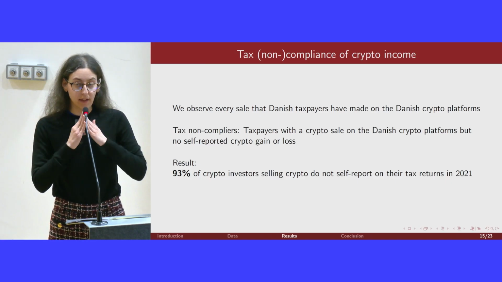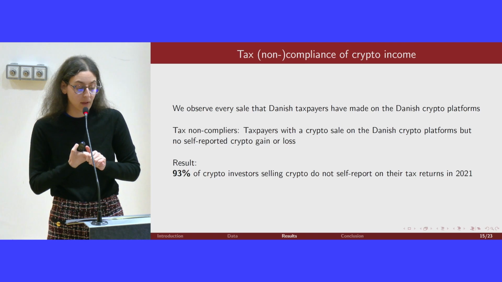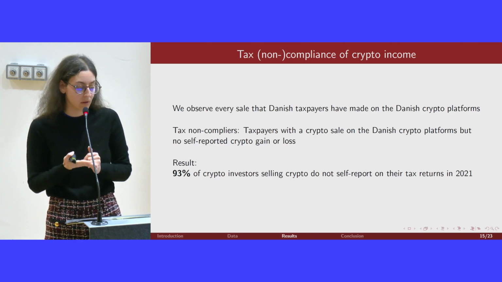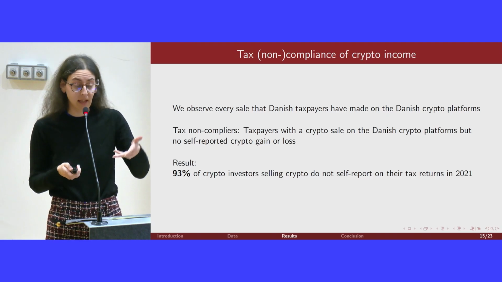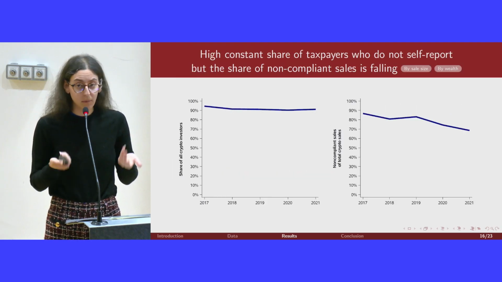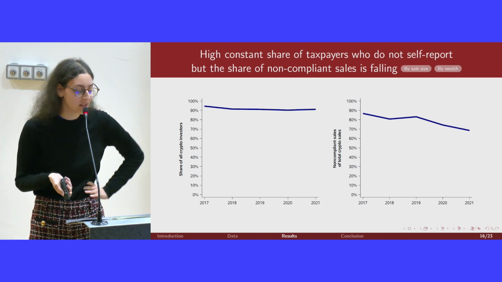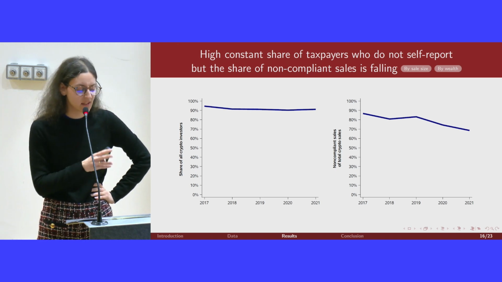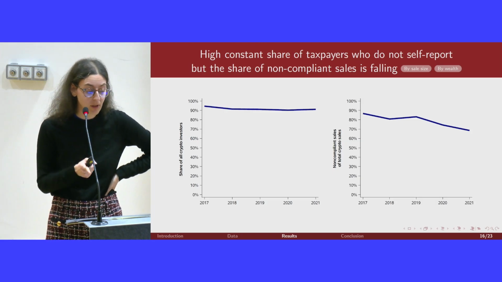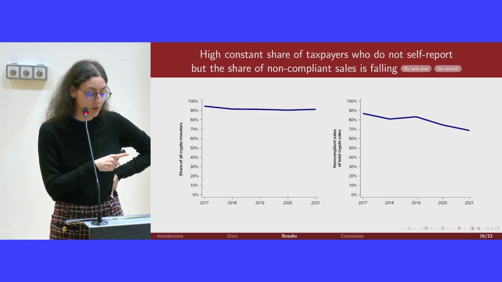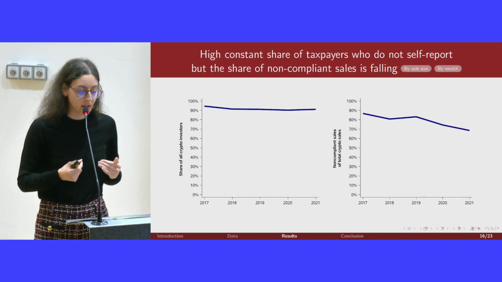So we define our tax non-compliers as those persons that sold crypto but reported neither a gain nor a loss. And we find, strikingly, that 93% of crypto investors selling did not report. We wanted to dig a bit deeper to understand this result. We find that along the years this is relatively stable, around 90% of people not reporting. But if you switch from the number of people reporting to the amount of the sales that is non-compliant, you can see that there is a decline.